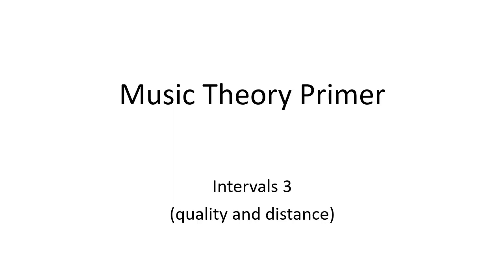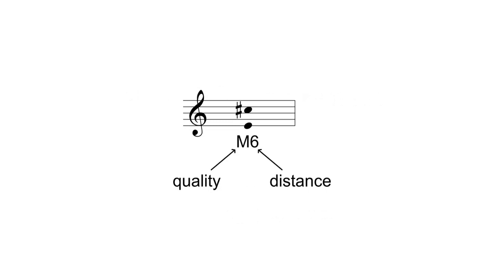Intervals 3. Quality and distance. An interval is the distance between two notes. A melodic interval is made from notes sounded in succession, while a harmonic interval is made from notes sounded simultaneously. An interval has two parts, quality and distance. The quality is always listed before the distance. The distance is given in Arabic numerals.